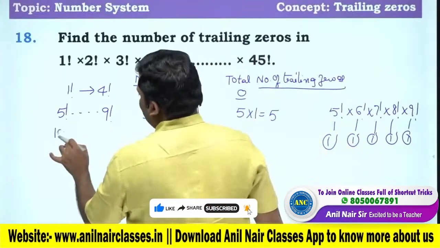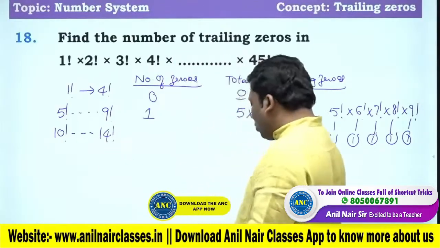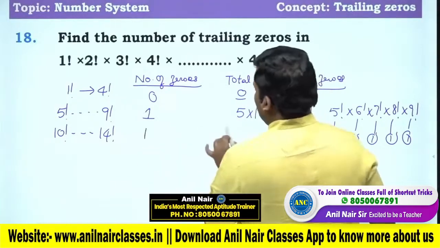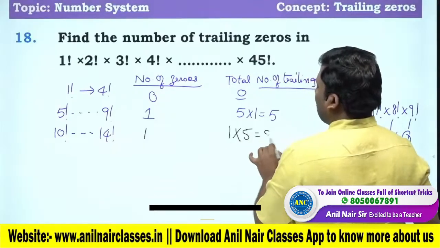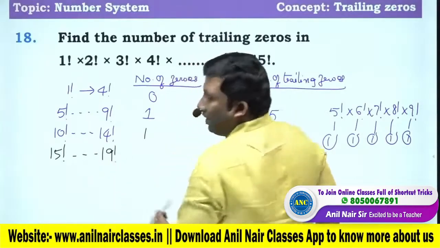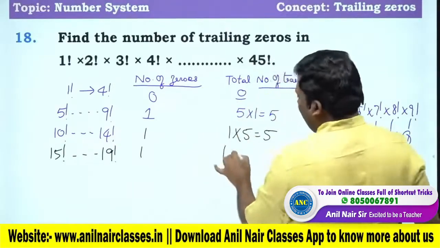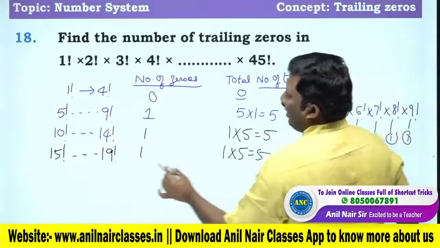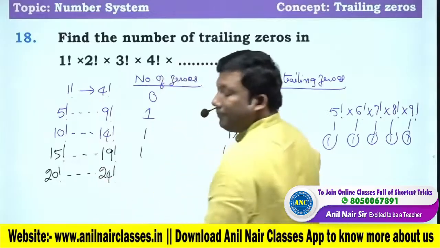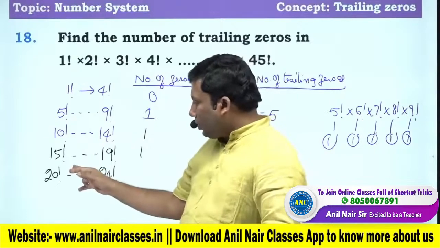Listen carefully. From 10 factorial till 14 factorial, 5 into 2, again 2 zeros are there, so 5 numbers with 2 zeros each. Then 15 factorial till 19 factorial, again 5 numbers. All are multiples of 5, only ones. Again 3 into 5. Then 20 factorial till 24 factorial.